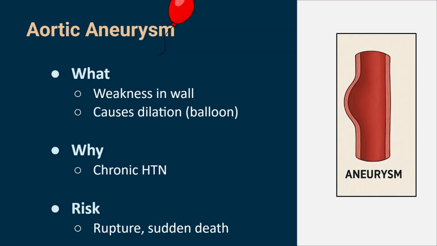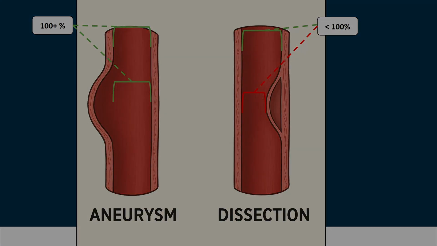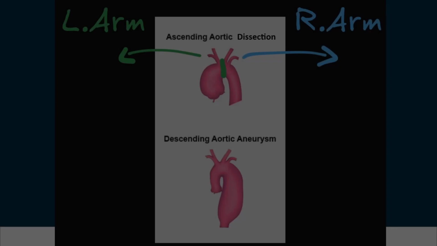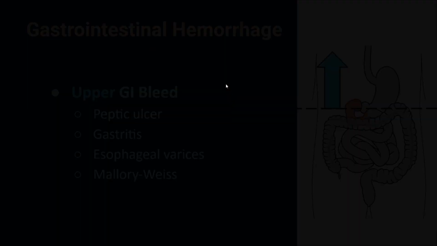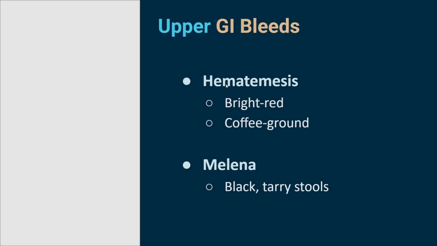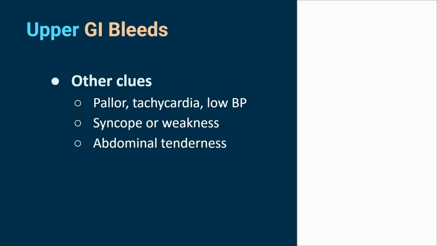Anyways, good luck on aneurysms and dissections. Oh, a correction. You see how this says dissection, the bottom says aneurysm? I noticed in the last one I didn't realize this said aneurysm. It's not aneurysms that cause the difference in blood pressure. It is dissections.